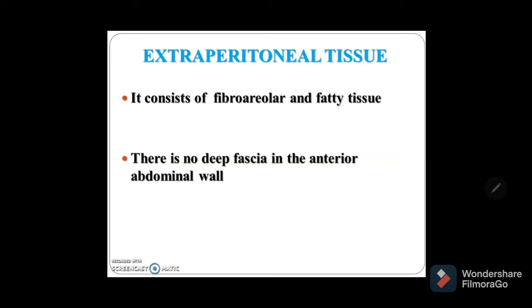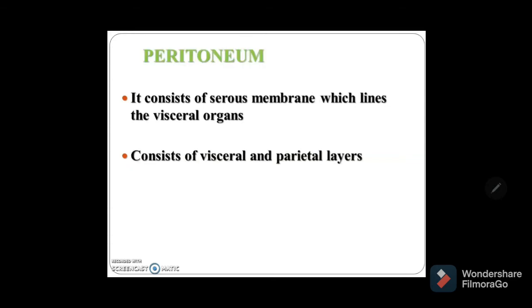Extraperitoneal tissue is a fibroareolar loose connective tissue which separates the fascia transversalis from the peritoneum. The peritoneum is a serous membrane. When it lines the walls, it is called parietal peritoneum. When it lines the organs, it is visceral peritoneum.